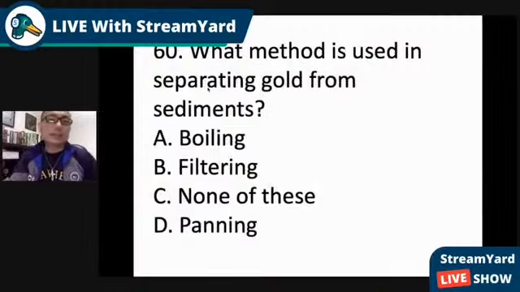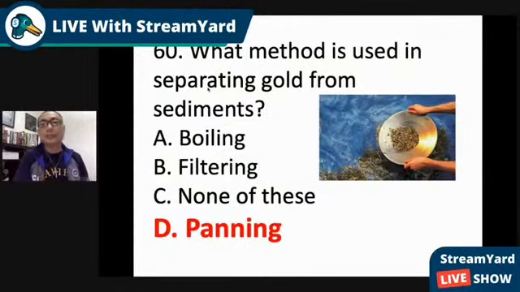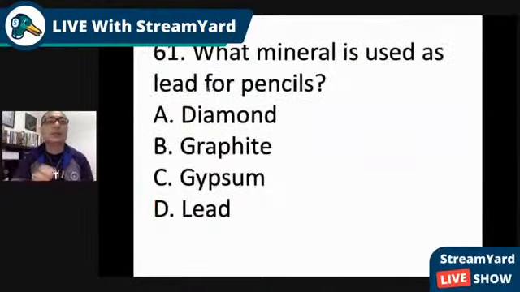60. We have 11 more. What method is used in separating gold from sediments? If you want to separate gold from sediment, what is the process or method? The answer is panning. So you can see this one in movies, no? Like the Black Gold movie, where gold is being separated from sediments using panning. They use this one with water.